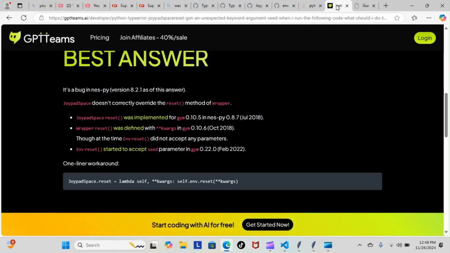The first thing I came across, as you can see here, is "joypad space doesn't correctly override the reset method of the wrapper." Initially, I was blaming the instructor. I do apologize, not the instructor, but the original creator of the code, and unfortunately, it wasn't his fault. There's nothing we can do to work around it because the packages and libraries that were used to initialize the project 3 years ago were deprecated and outdated.